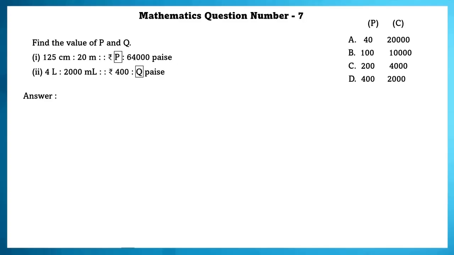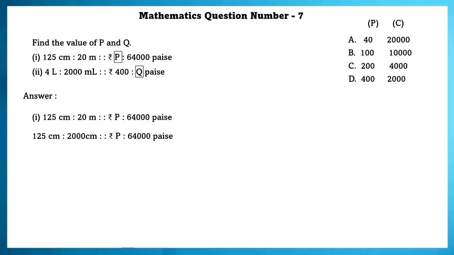Mathematics question number 7. Find the value of P and Q. As we can see here, 125 centimeter and 20 meter are in different units. So we must convert them into the same units. Now converting, we'll get 125 centimeter is to 2000 centimeter. P is equal to 4000 paise.